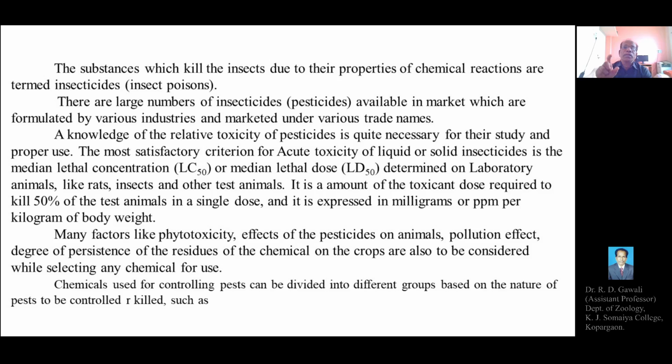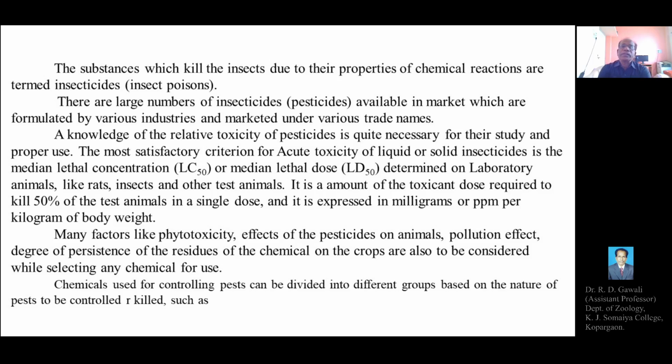So this is very important to study the toxicity or the toxic effect of any liquid or solid pesticides. We have to consider its LC50 or LD50 dose so as to manage the concentration for killing or for the control or destruction of any type of pest.